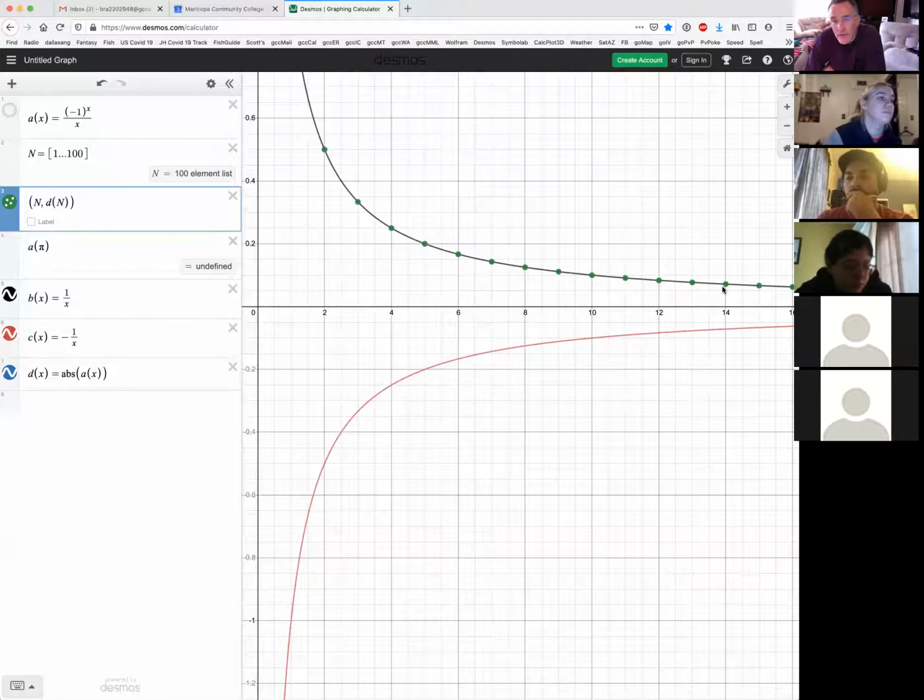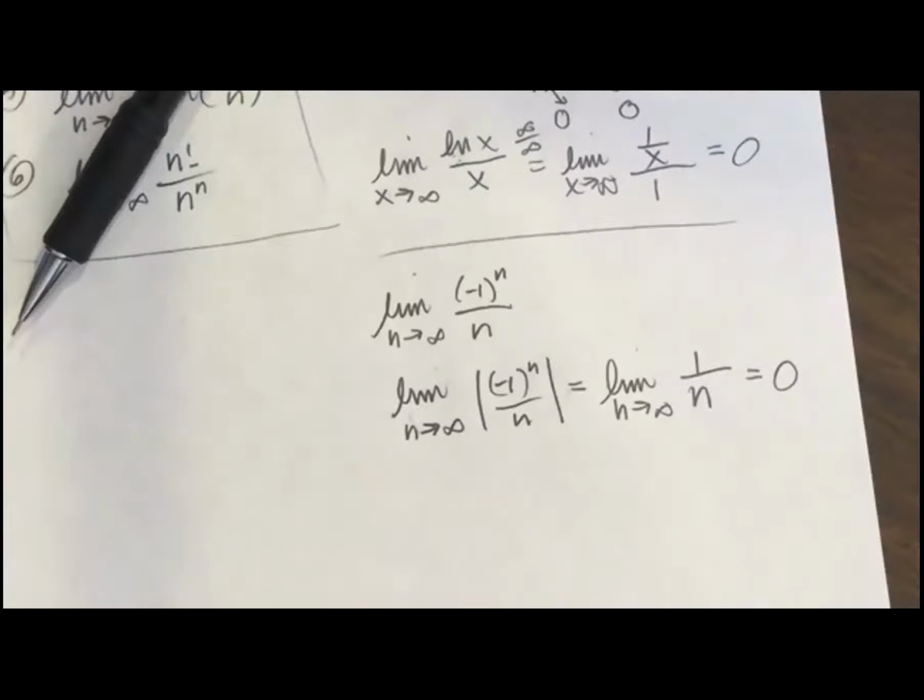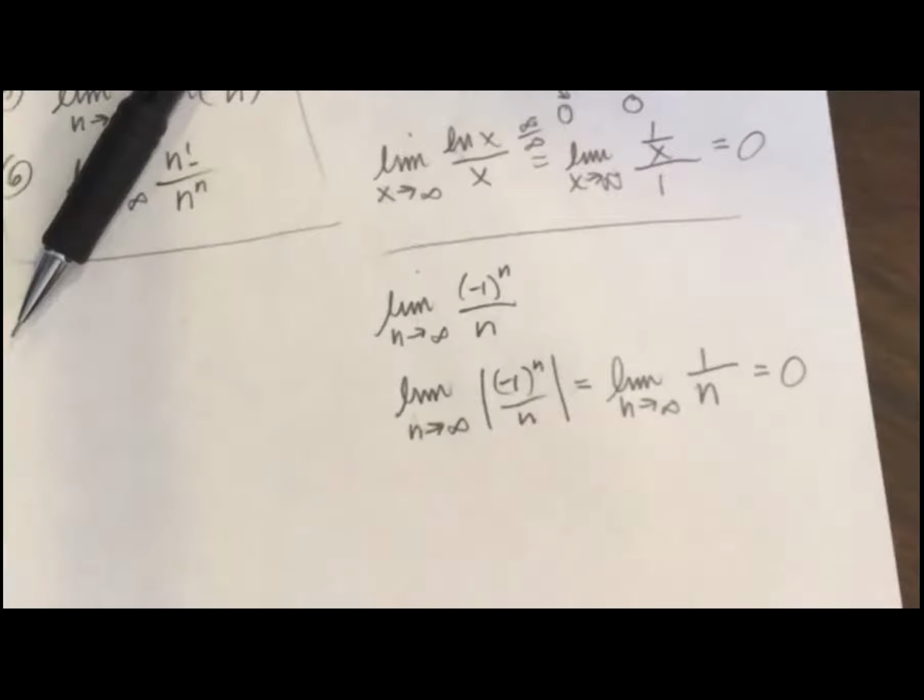So the question is, did I prove it? Proof has to do with the audience. So if you believe me that it's going to 0, then I proved it. Okay. And if you're still skeptical and you want a stronger argument, then we have to think about it some more.